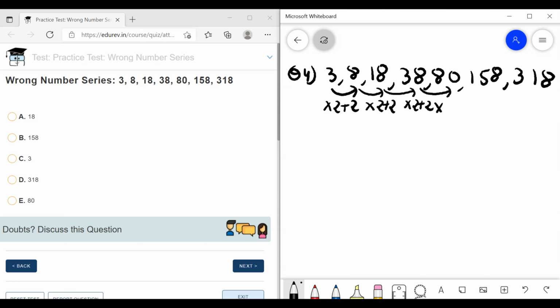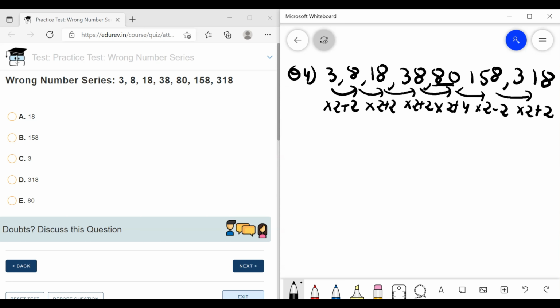But 38 into 2 is actually 76. Then we have to add 4 here. That seems wrong. And from 80 to 158, once again we multiplied by 2, but it's 160, so we have to subtract 2 here. But what about 158 to 318? From 158 to 318, the pattern is being formed because 158 into 2 is 316, and then we add 2 to it. So we can clearly see the pattern is being broken at 80.